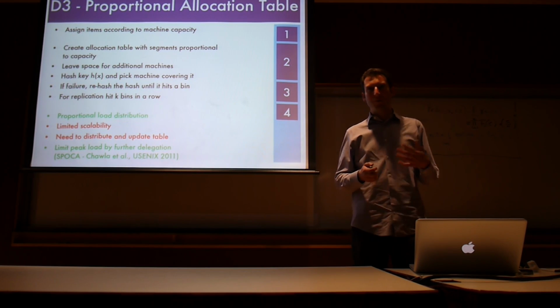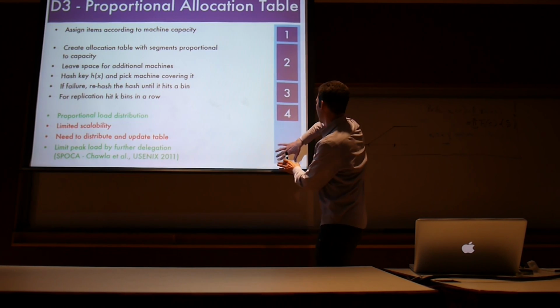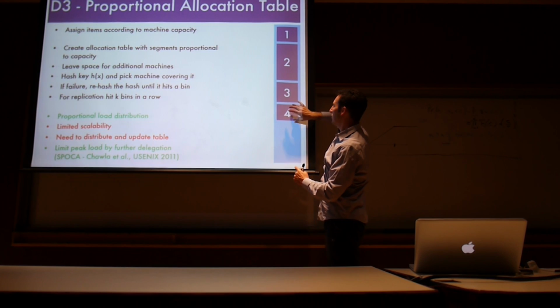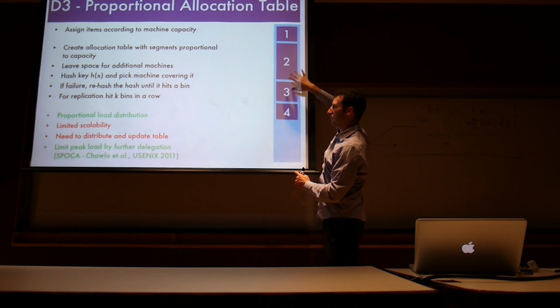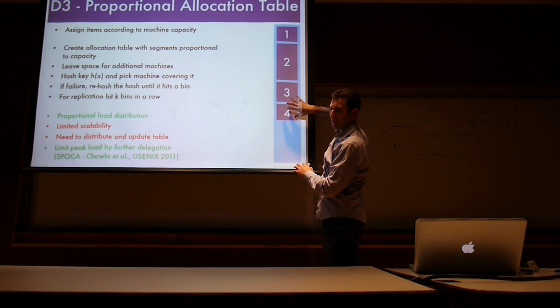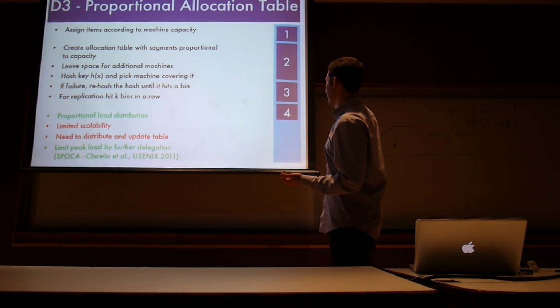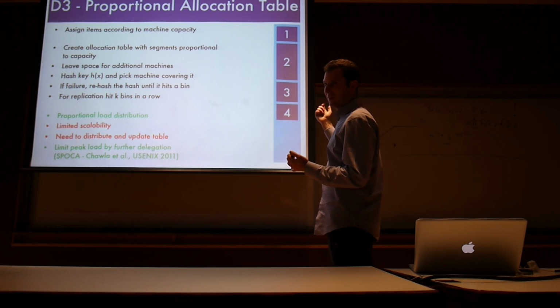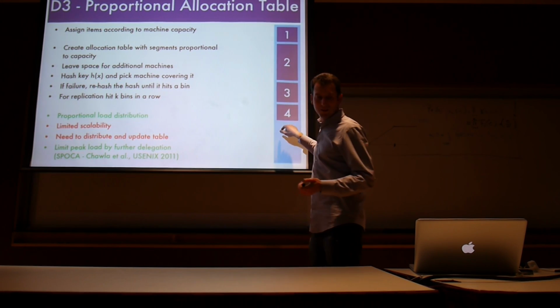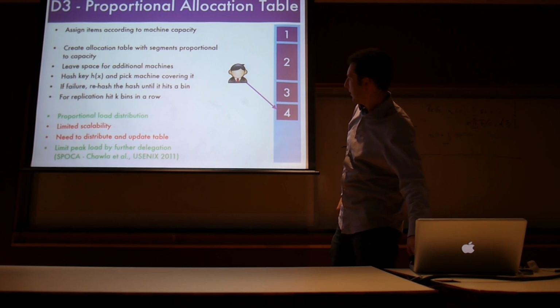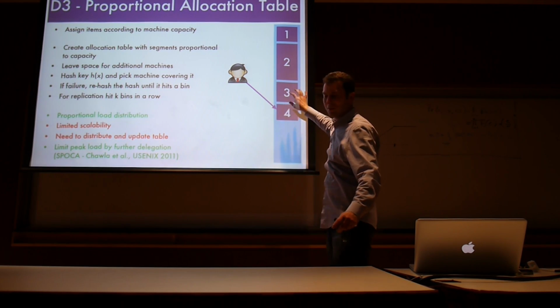So this is like that example here. So here's my allocation table. It's not entirely full, but each block is proportional to the size of the object. In that case, the size of the machine. And now my dart is essentially the hash of the key. And I pick something maybe here. Okay, if I pick that block, fine.